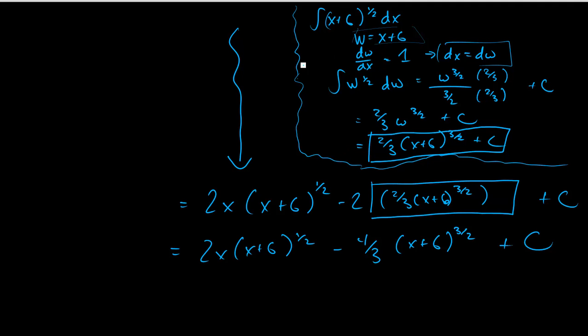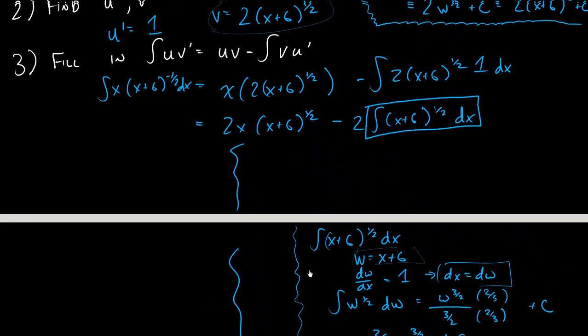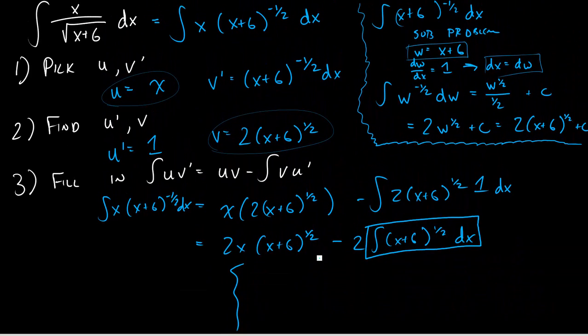The important lesson here is that you want to pick a u that gets easier to work with as you take derivatives, and sometimes the thing you need to take the integral of will take a little bit of work, like it did right here, right? We needed to use a substitution problem. But as long as you get an easier integral to work with than you started with, you're in good shape. That's the lesson of this problem.